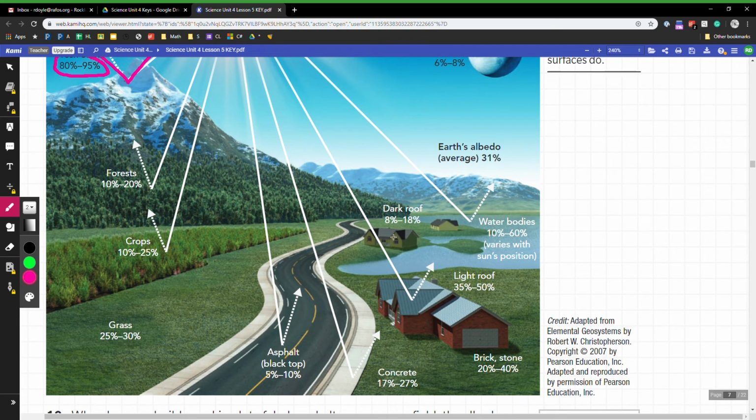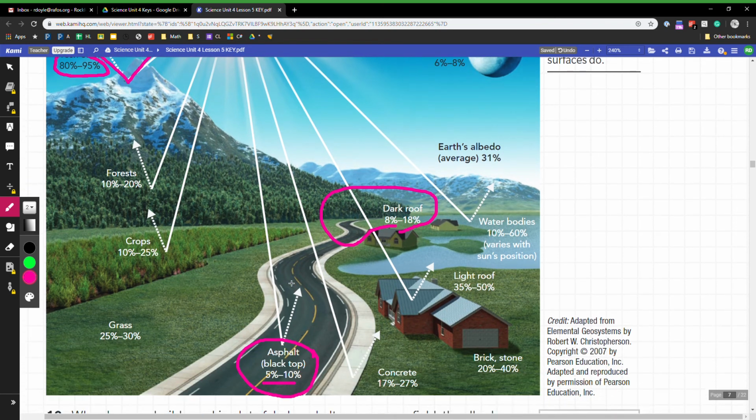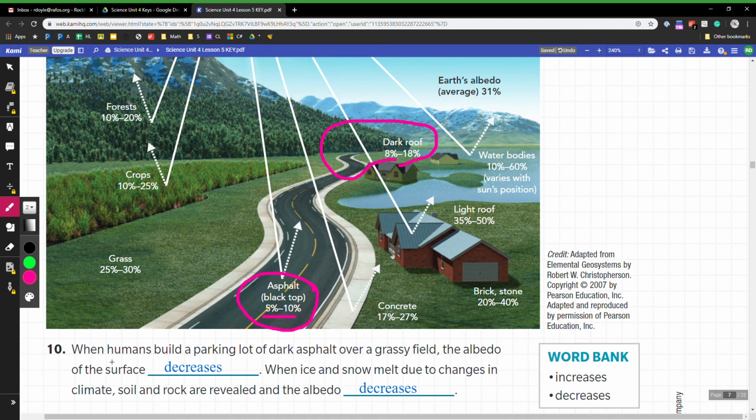But the important thing is these dark roofs and asphalt blacktop, this is reflecting 5 to 10%. It's not reflecting a lot of light. Which means it's absorbing the vast majority of the energy from the sun. So whereas snow bounces a lot of that light energy back, asphalt absorbs it all. So when humans build a parking lot of dark asphalt on top of the grassy field, the albedo of the surface decreases, right? It went from, let's say, 20 or 25% to 5 or 10%.